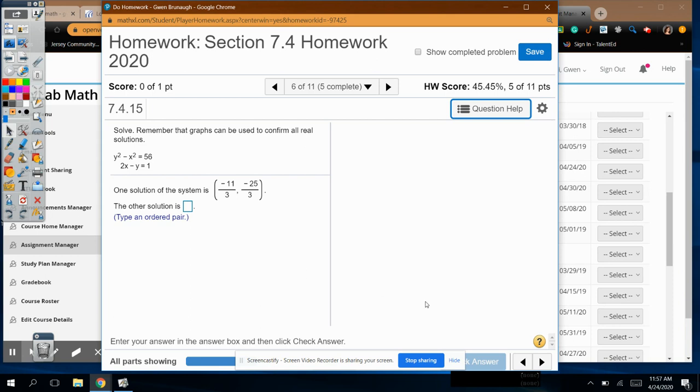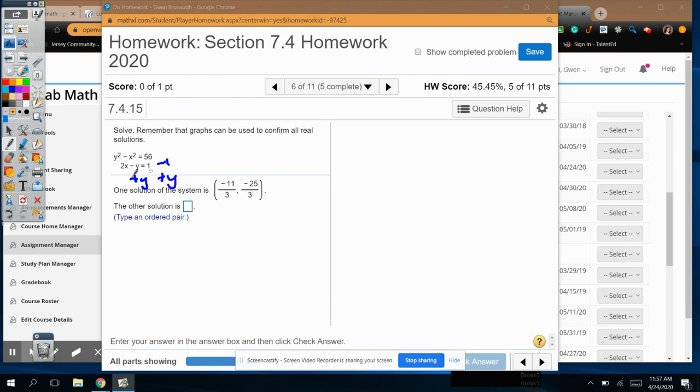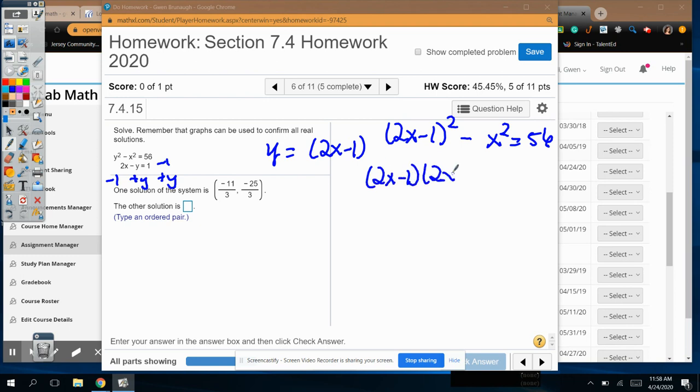Okay, let's get y by itself. I'm going to add y and subtract 1. Okay, so y is 2x minus 1. I'm going to plug that into this guy. So (2x minus 1) squared minus x squared equals 56. So that would be (2x minus 1)(2x minus 1) minus x squared equals 56. 4x squared minus 2x minus 2x, that's minus 4x, plus 1 minus x squared equals 56.